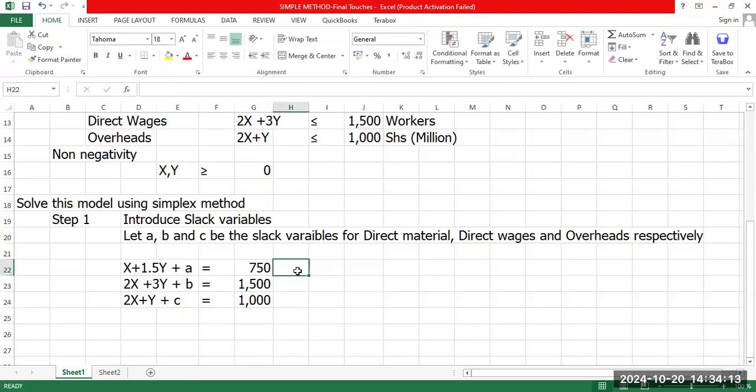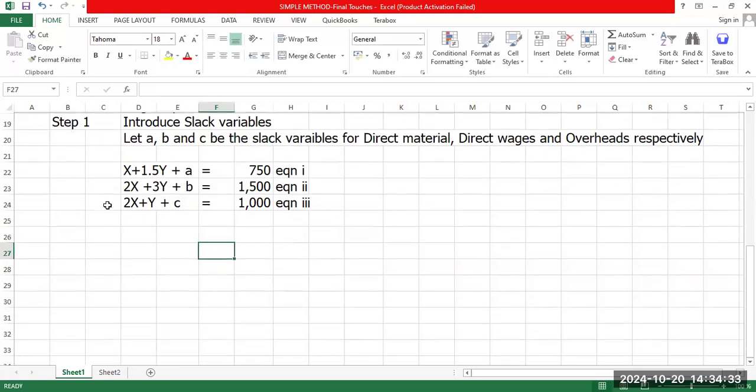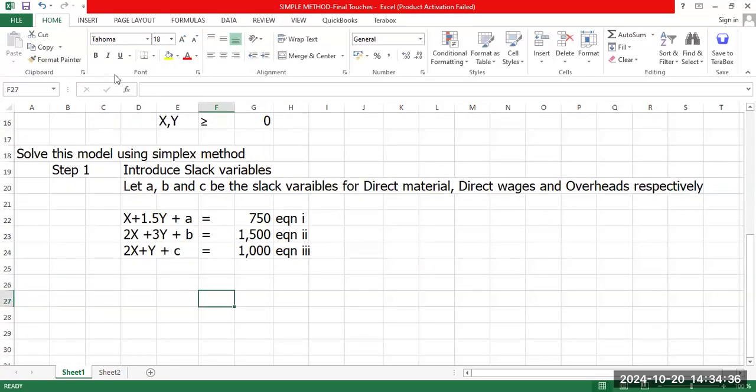So it means that here you have equations. This is equation 1. Here you have equation 2. Then lastly, you have equation 3. That is step 1. You have introduced slack variables, and you are no longer dealing with inequalities, but now you are dealing with equations.